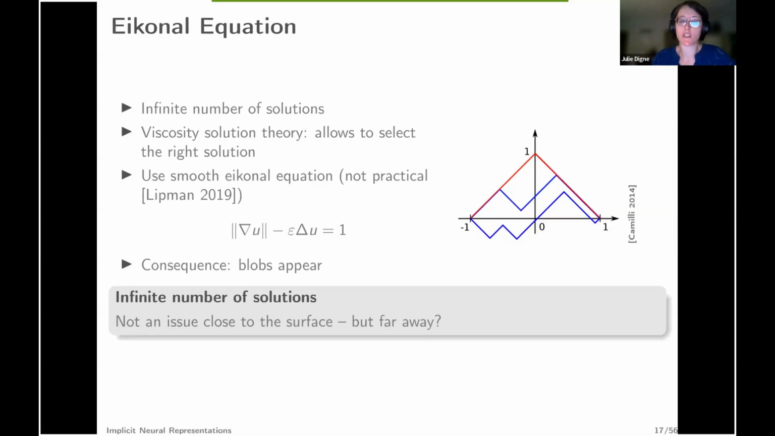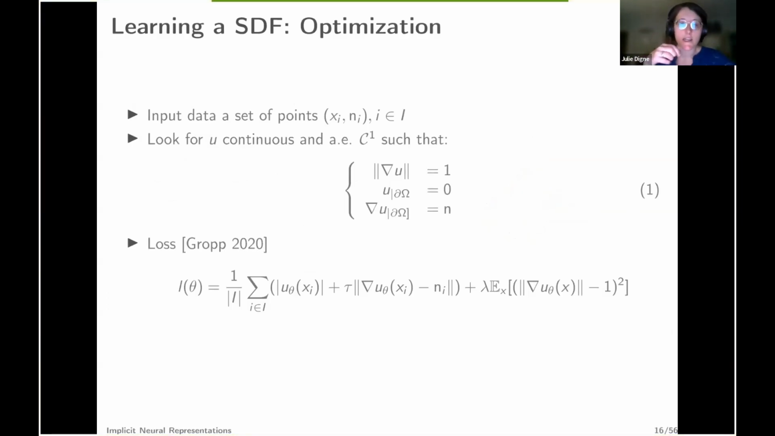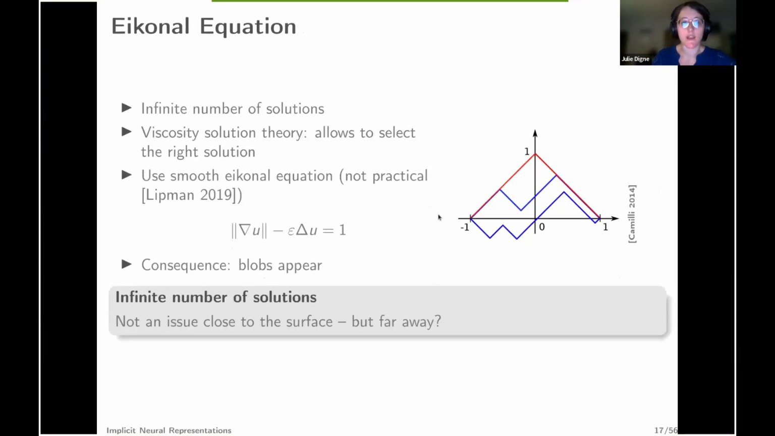But it's not very practical. We found it not very practical for training the neural network. And the consequence is that blobs may appear. It's not very important when you're doing rendering or just visualization, because it's constrained near the surface, if you look at the equation, by the gradient of u equals the normal. But remember, we're going to look for the medial axis. So we need it to be stable far away from the surface. And that's a place where it's not always so stable, especially when you have noise.